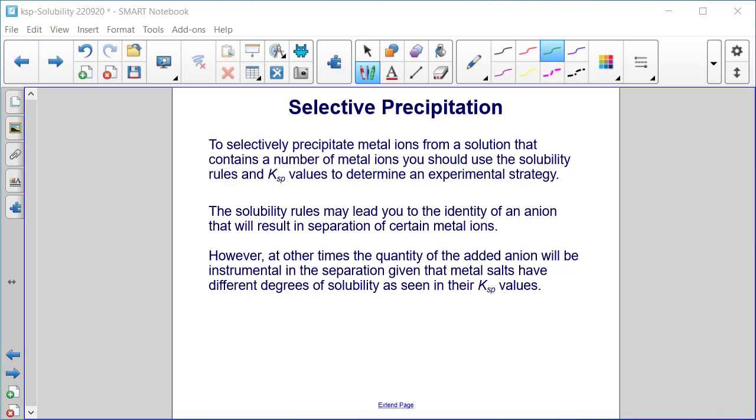To selectively precipitate metal ions from a solution that contains a number of metal ions, you should use the solubility rules and Ksp values to determine an experimental strategy. The solubility rules may lead you to the identity of an anion that will result in separation of certain metal ions. However, at other times, the quantity of the added anion will be instrumental in the separation, given that the metal salts have different degrees of solubility, as seen in their Ksp values.